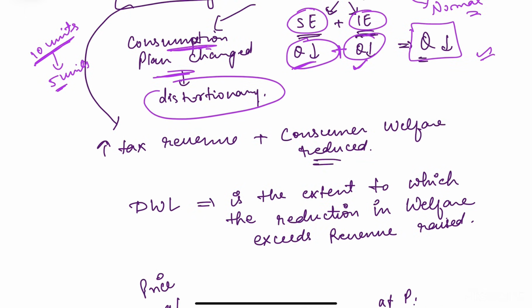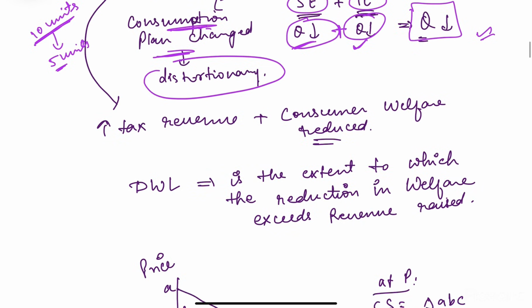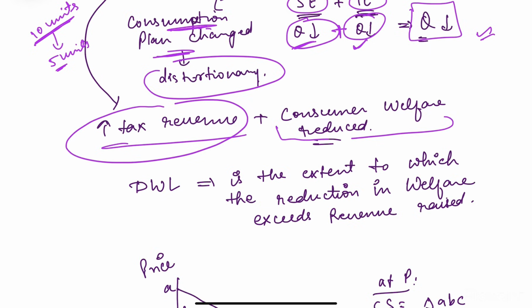But if it is distortionary and creating so much problem, then why do we still care about commodity taxes? Because it is increasing tax revenue. Consumer welfare is reducing, but it is increasing tax revenue, so we need to consider it, because it is a good source of revenue generation for the government. That is why we are considering it so carefully.